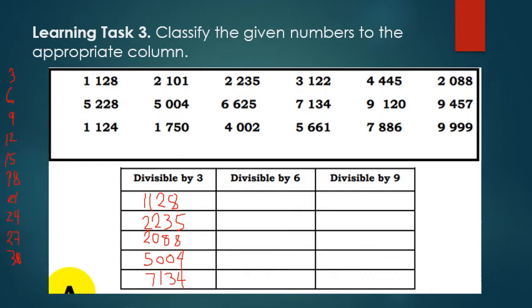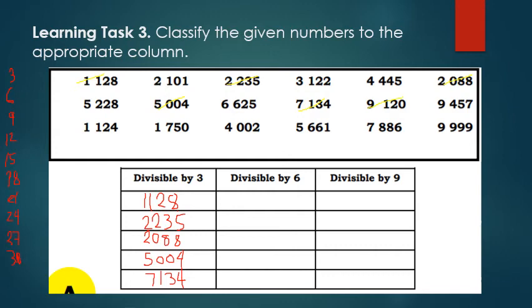Okay, so bibigyan ko po kayo. Pwede nyo po i-pause yung video para sagutan nyo po yung ating mga activities. Okay, kung tapos na po kayo, i-markahan na po natin yung mga divisible sa 3. So, ito po ay divisible din sa 3. So, color yellow kapag divisible sa 3. So, ito po ay divisible sa 3. Ito din po, divisible sa 3. Tapos ito po, divisible sa 3. And 5,004, divisible sa 3. 7,134, divisible sa 3. 9,120, divisible sa 3.